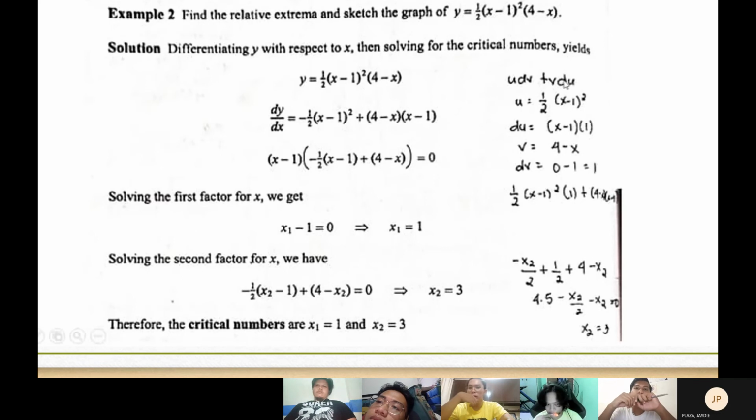Now we need to find the second x. So what we do is assume the remaining terms on the other side are x sub 2. So it became negative 1/2 (x sub 2 minus 1) plus (4 plus (4 minus x sub 2)) is equal to 0. Miss got this using the one on the side.